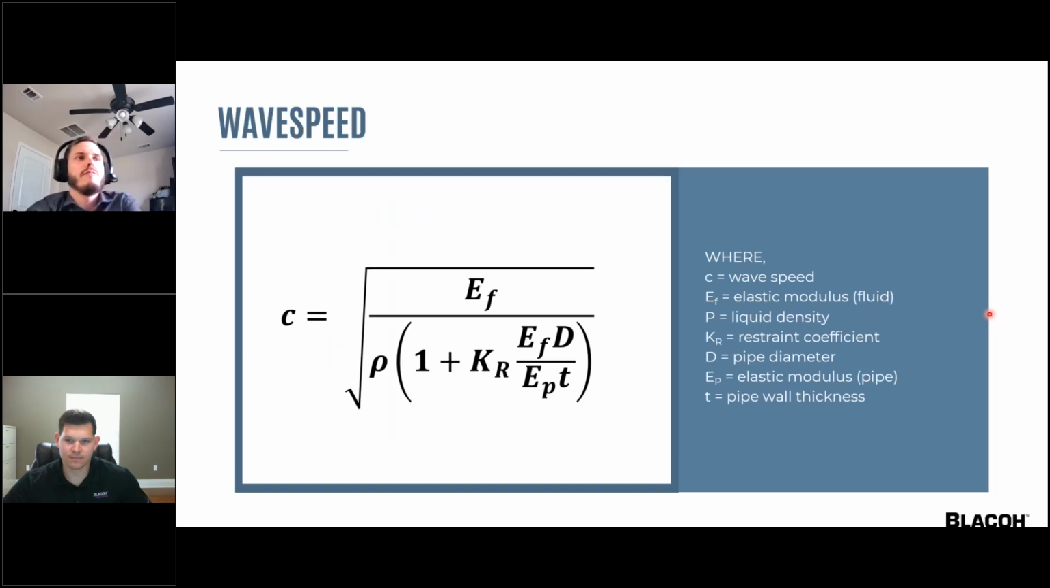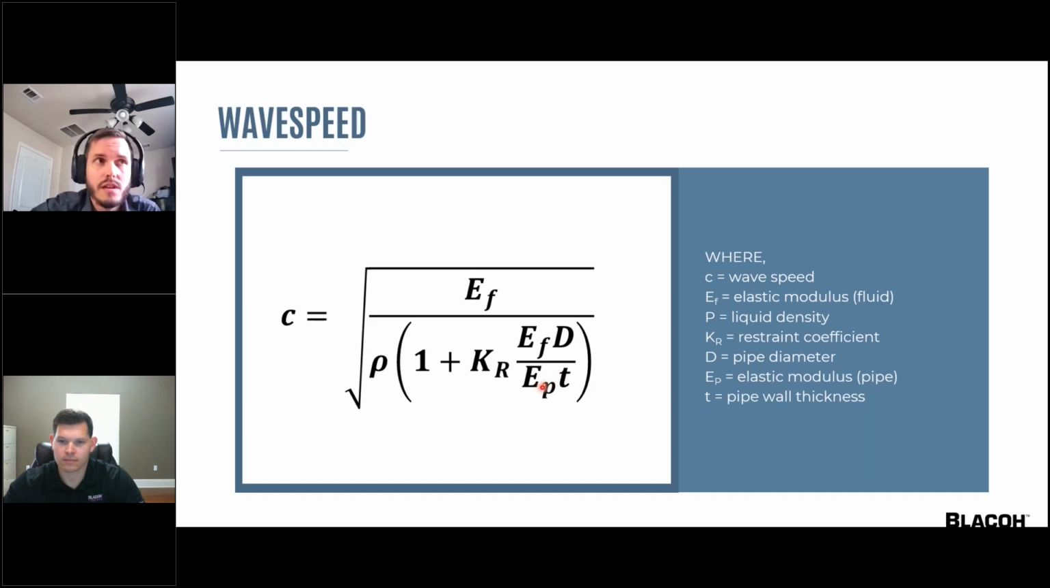So here's the equation for wave speed. Elastic modulus of the fluid is this E sub F here and here, and the elasticity of the pipe is the E sub P. Those are kind of like the spring constants. Other parameters include rho, the liquid density, K sub R, the restraint coefficient, which describes how well the piping is supported and restrained. You also have D, the pipe diameter, and T, pipe wall thickness.